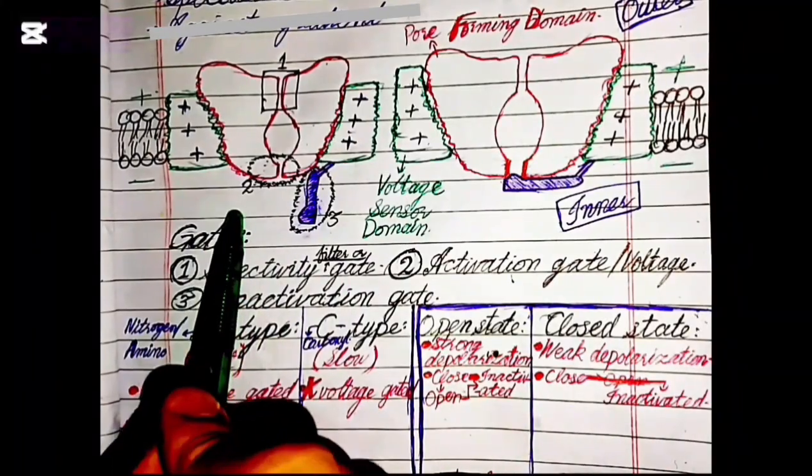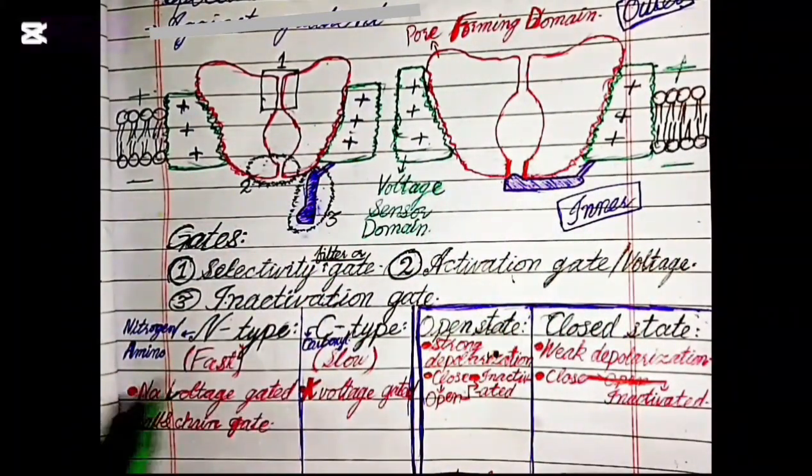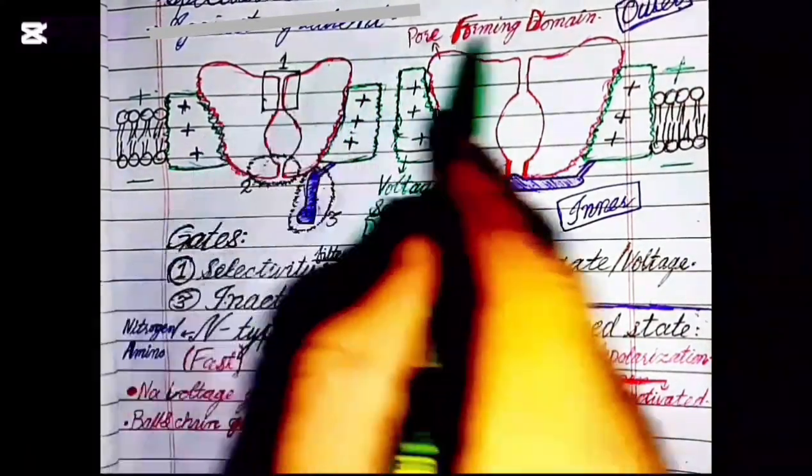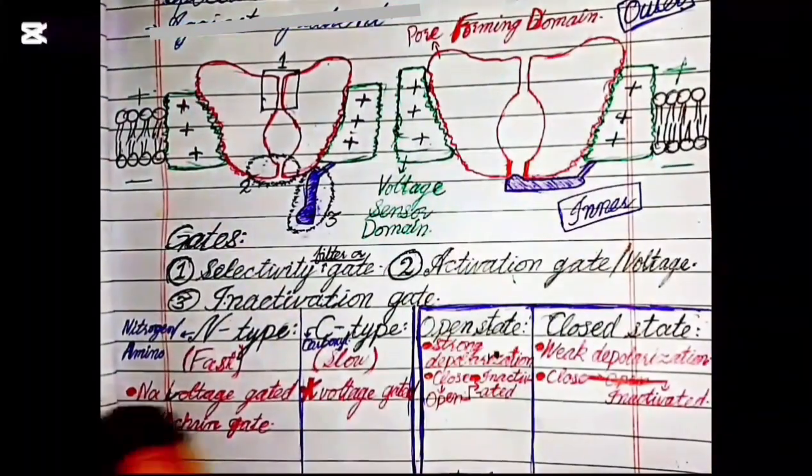So look at the structure. This structure is of N type. This is the outer side of the cell and this is the inner side of the cell. The inner side is negative and the outer side is positive.